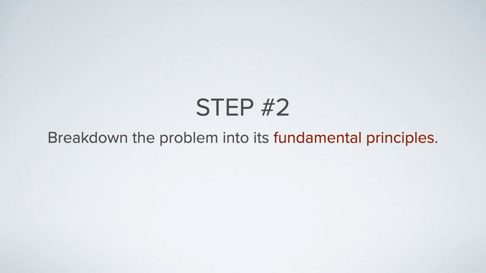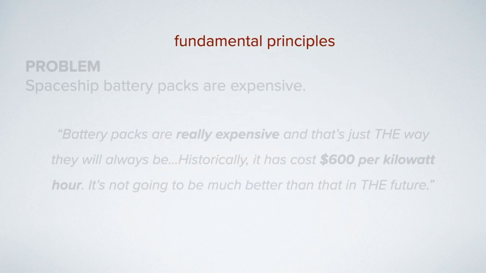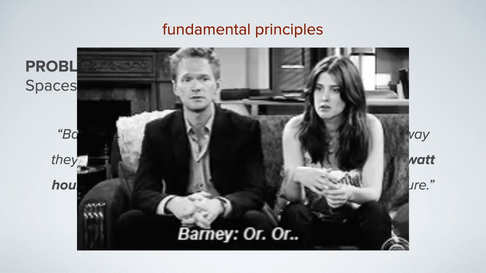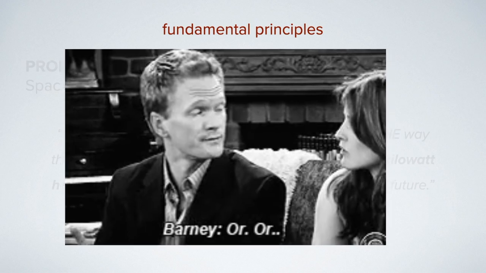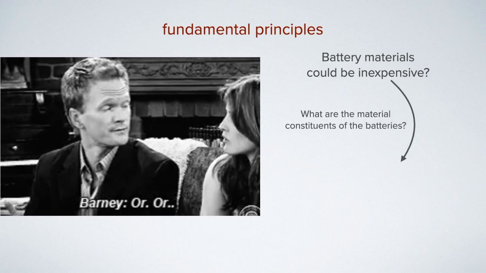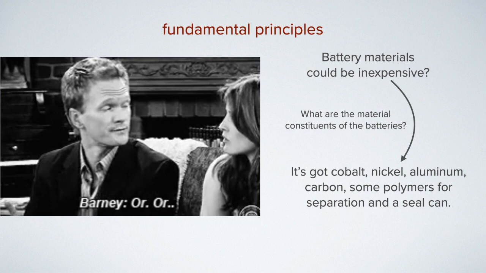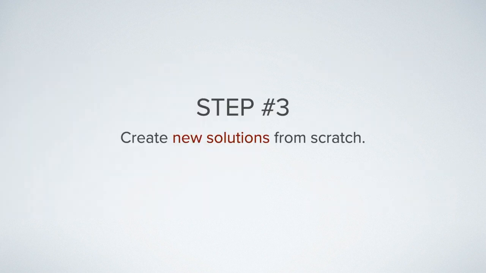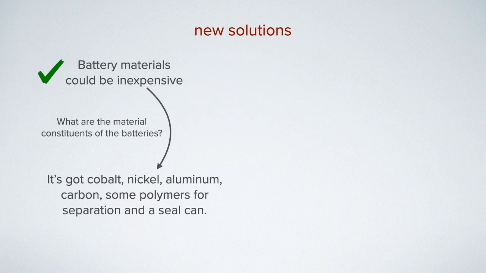So, that's the assumption. We jump into questioning it to get the fundamental principles and say, battery materials could be inexpensive. We could ask ourselves, what are the material constituents of the batteries? This is what Elon Musk asked himself while solving this problem. And the answer was it's got cobalt, nickel, aluminum, carbon, some polymers for separation, and silicon. And that's a fundamental principle here. And we can devise a solution based on this.